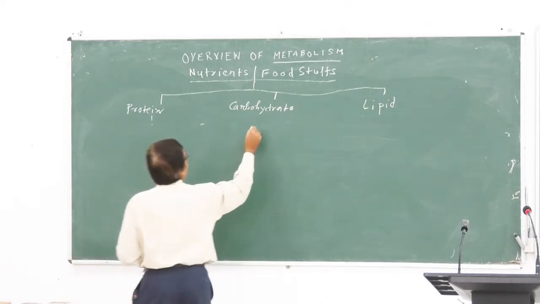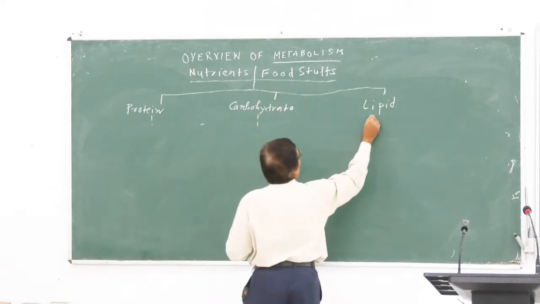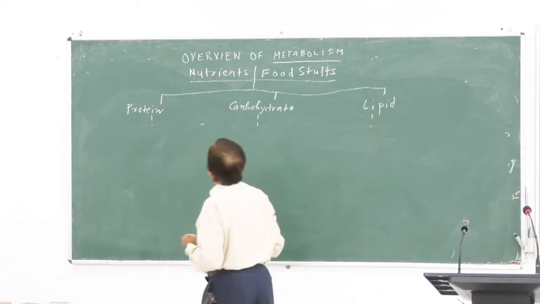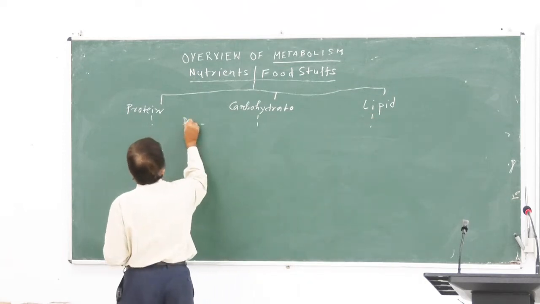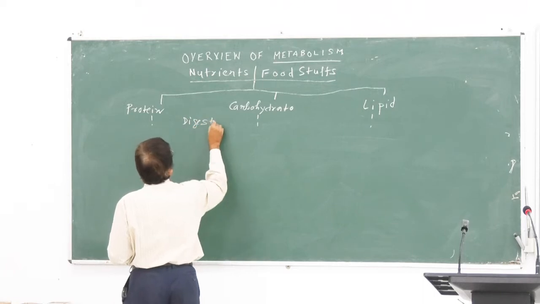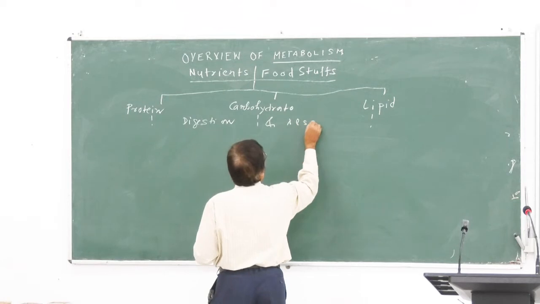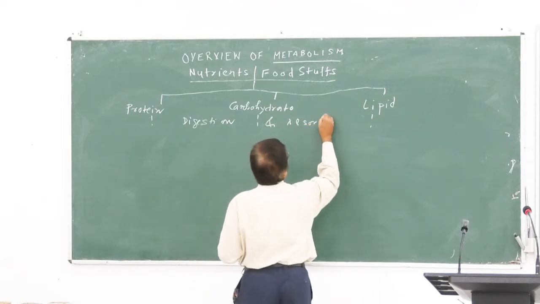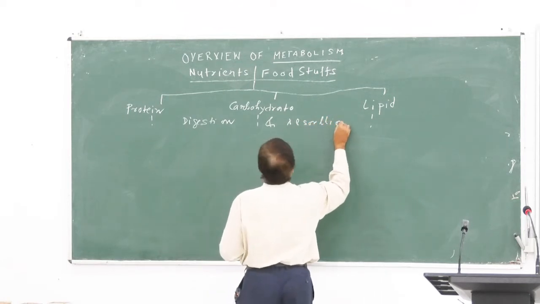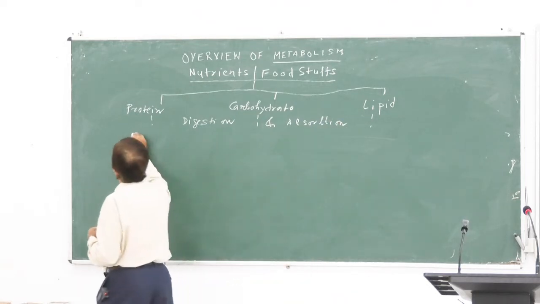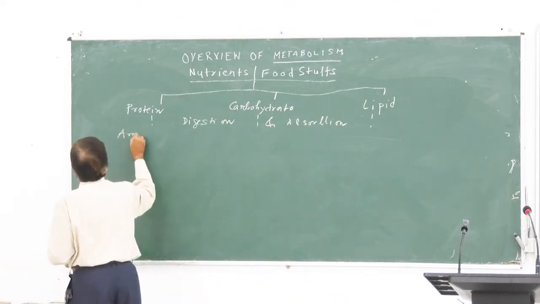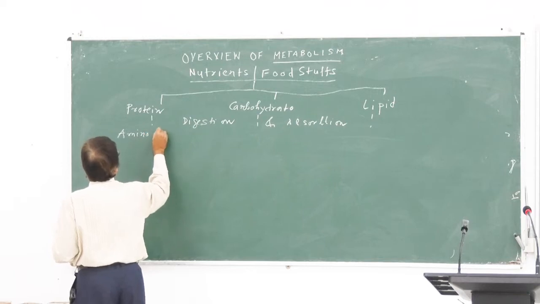From protein and from carbohydrates, what are the simple forms by digestion and absorption? It is the amino acids. Monomer. Simple form is a monomer.